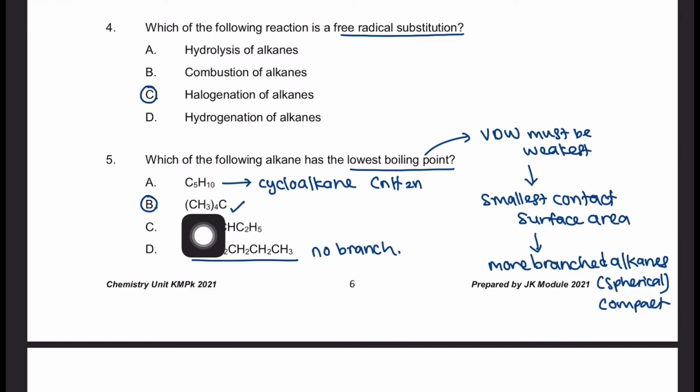Okay, in this question all the numbers of carbons are the same, so all you check is whether it has the largest contact surface area or the least contact surface area. So how do we know if it's going to have the least contact surface area? Find the one which has the most branches, because it will be more spherical and compact.